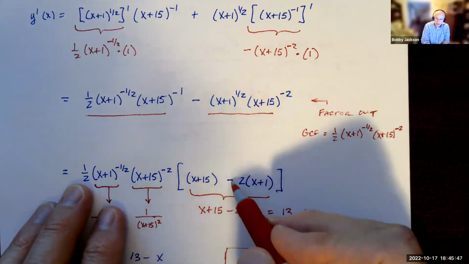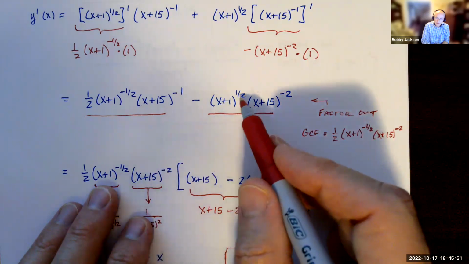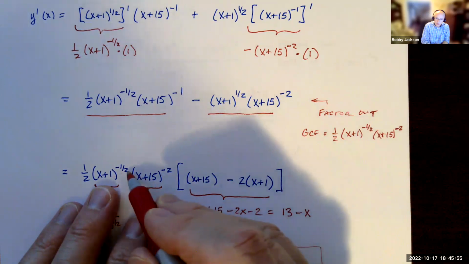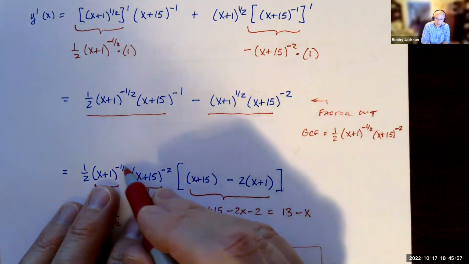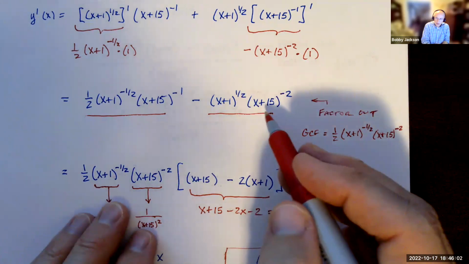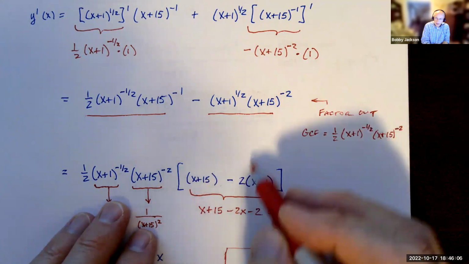So I have the minus sign here. And then I'm pulling out of x plus 1 to the negative 1/2, I have x plus 1 to the positive 1/2. So again, the exponent here has to be 1 because when I multiply, I'm going to add the exponents. Negative 1/2 plus 1 will give me 1/2. And of course, the x plus 15 to the negative 2 has been completely pulled out here. And so all I'm left with is these.